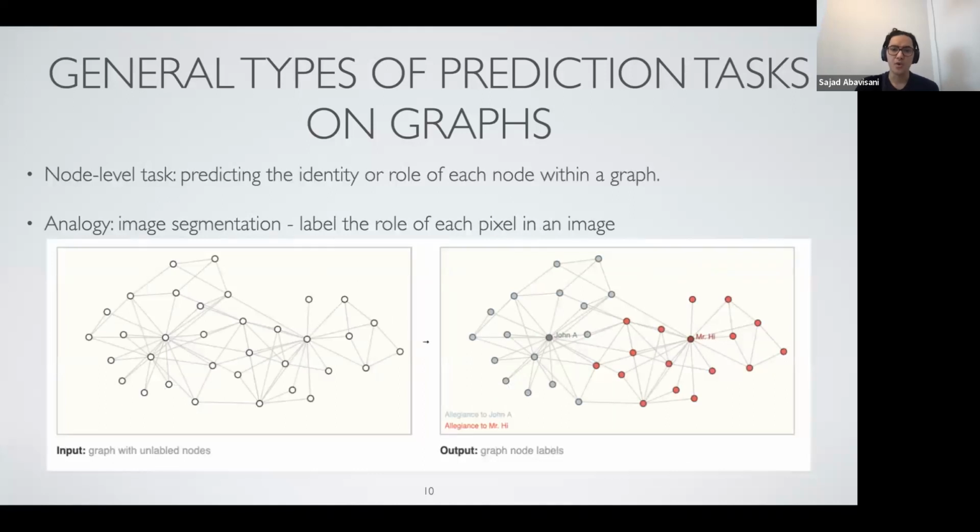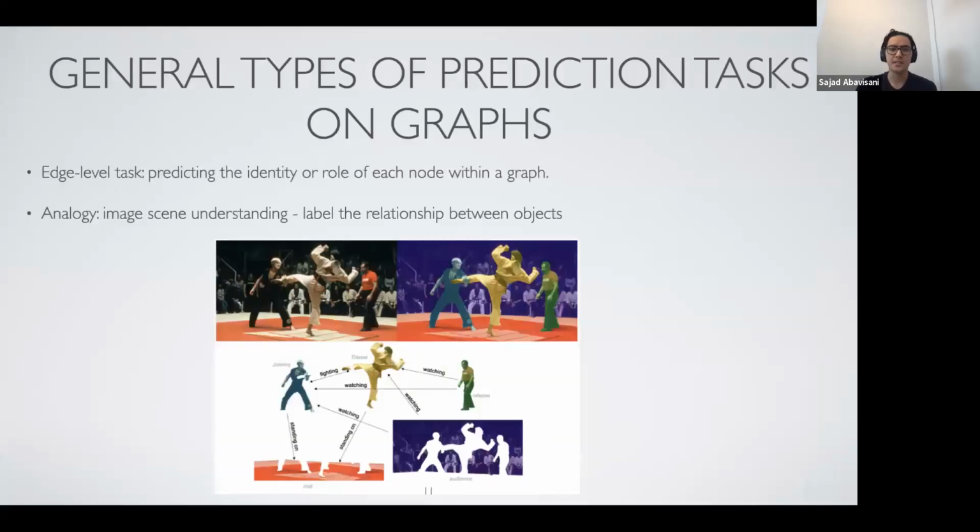Another is the node level task, which predicts the role of each node. This is analogous to image segmentation, where you segment each pixel in an image and assign it to an object. And lastly, there is edge level prediction, which is identifying the role of each node in connection with other nodes. An analogy for it is scene understanding, where, as you see in this picture, you are trying to understand the relationship between different objects that we have extracted before.